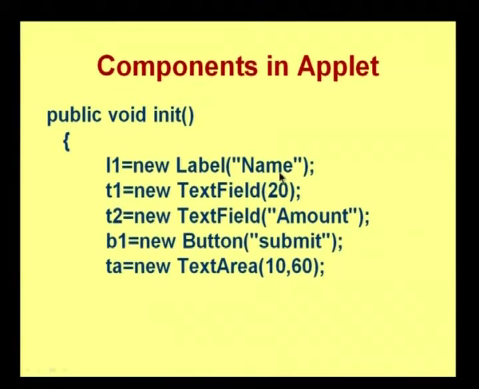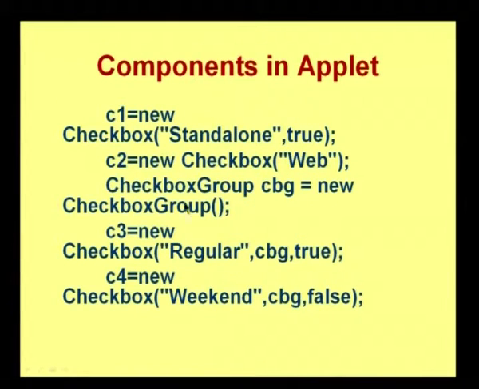You can see here we have a label and a text field, and here a text field is specified only with the field size. Here it is specified with the content, that is the text, and a button with the caption that should be displayed on the button, then your text area 10 by 60. Here we have checkboxes. If the checkboxes belong to a particular group, then only one can be set to true.